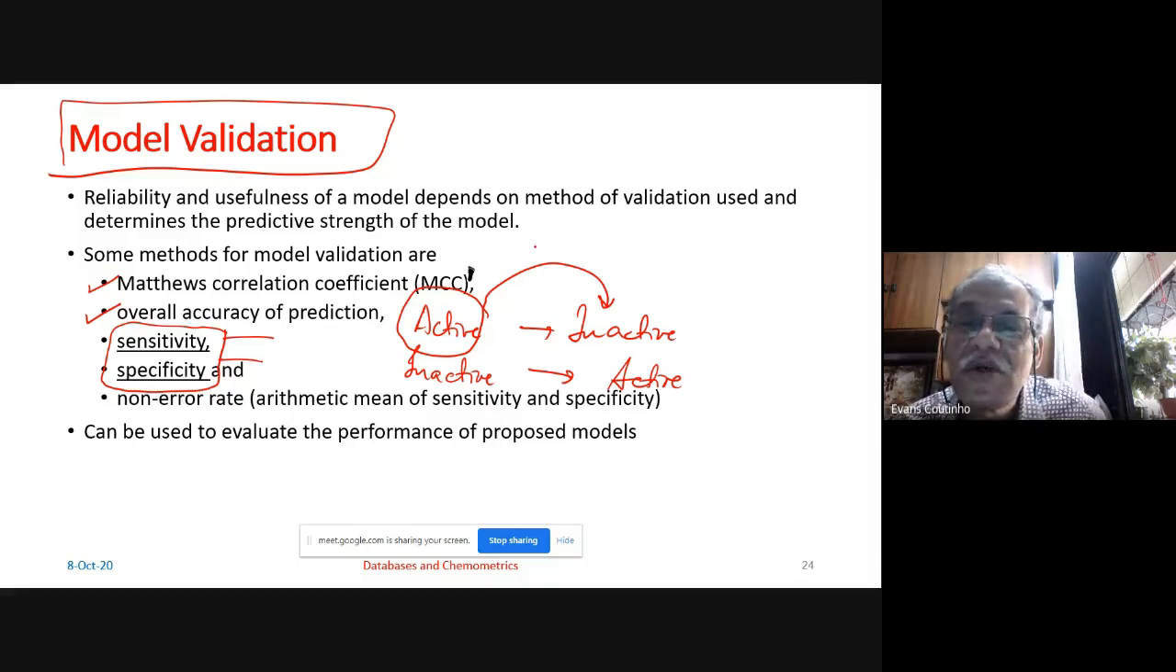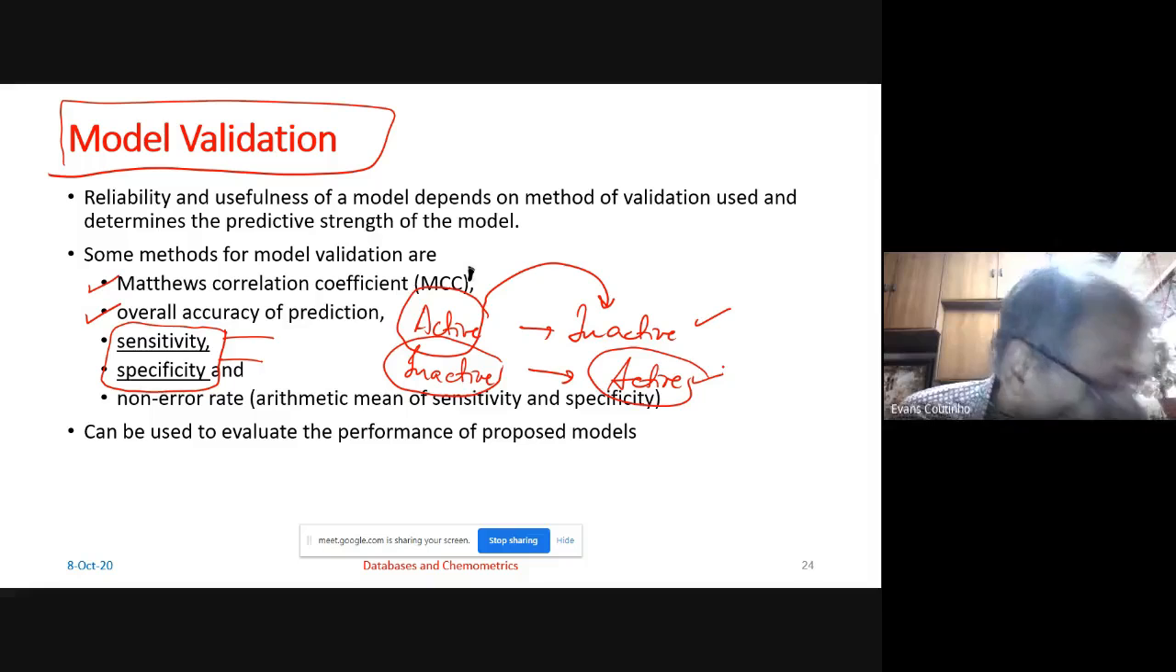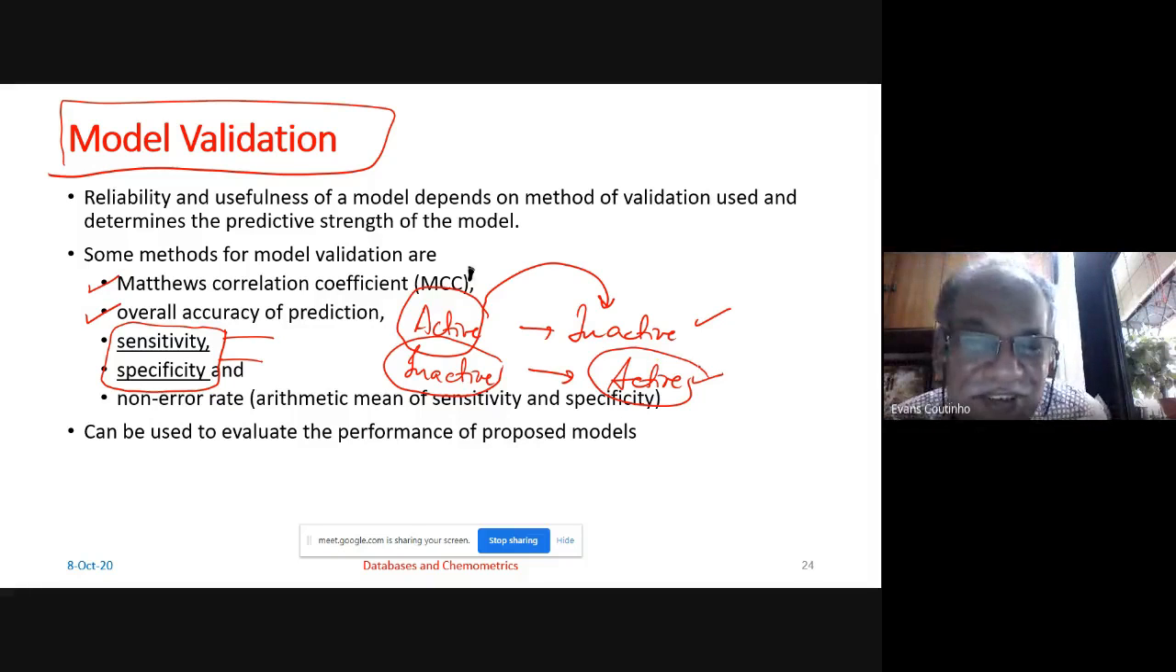So I do not know which one is the devil. If a model predicts the active as inactive, is that the lesser devil, or is the worse devil that a model predicts inactive as active, which is the greater devil?